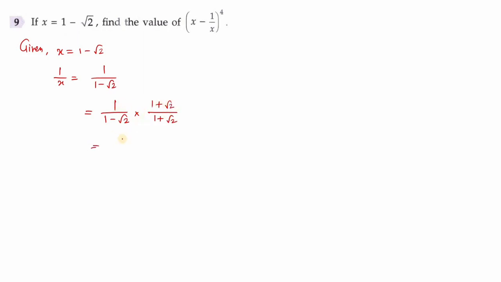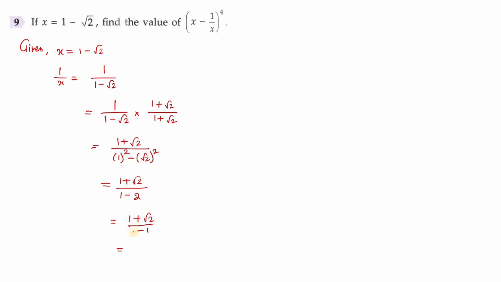So 1 into 1 plus root 2 is 1 plus root 2 itself. In the denominator you have (a minus b) into (a plus b), which is a square minus b square. So you have 1 plus root 2 in the numerator. 1 square is 1, root 2 square is 2. So what do you see? You get 1 plus root 2 whole divided by minus 1.